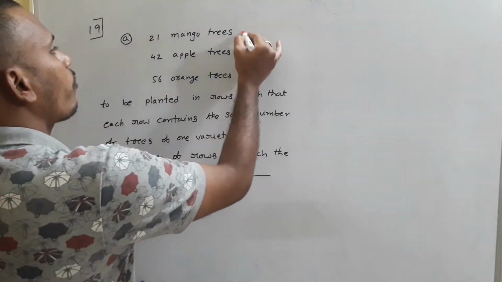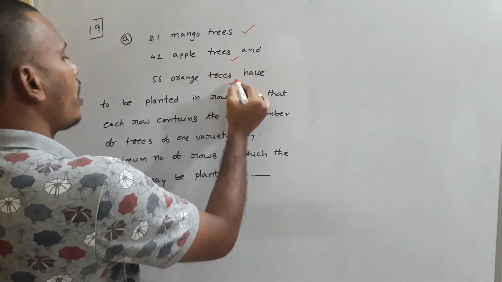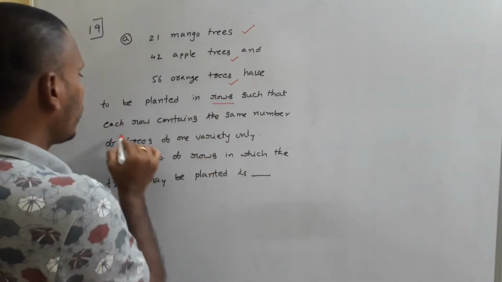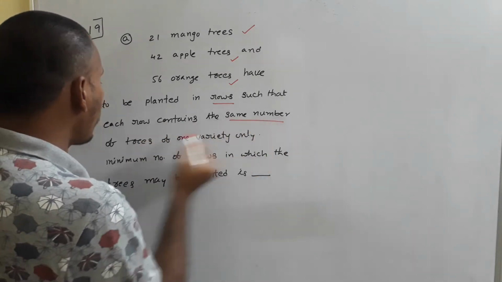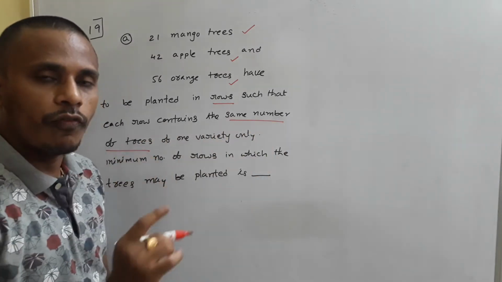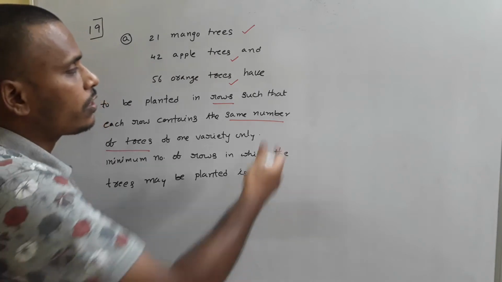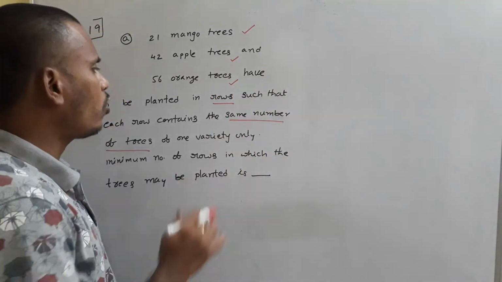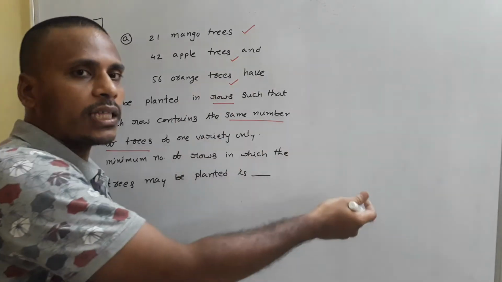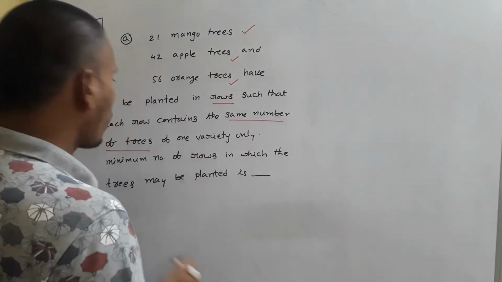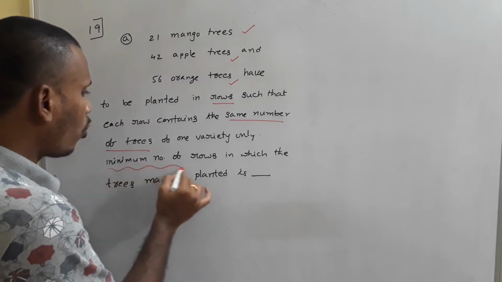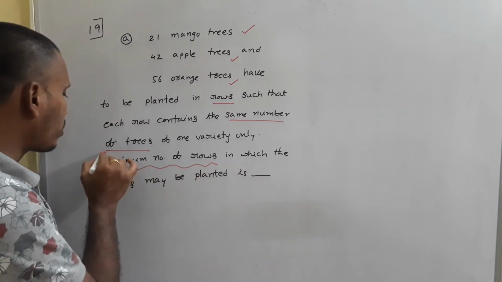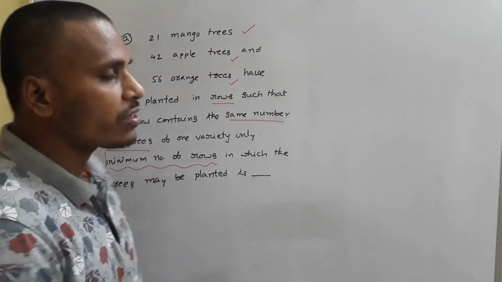21 mango trees, 42 apple trees, 56 orange trees have to be planted in rows such that each row contains the same number of trees of one variety only. So that means if there are mango trees in one row, you need to plant only mango trees in that row, and you have to plant other types of trees in the other rows. Minimum number of rows in which the trees may be planted. That means our task is to find the minimum number of rows required.